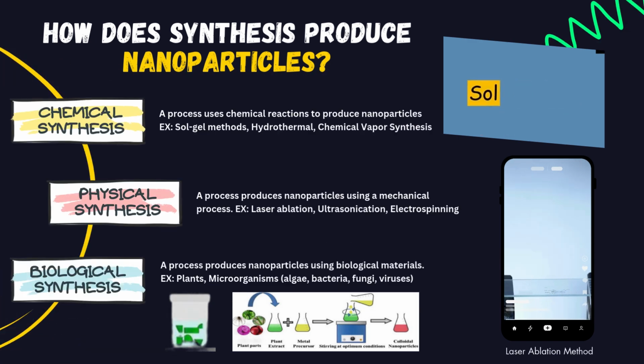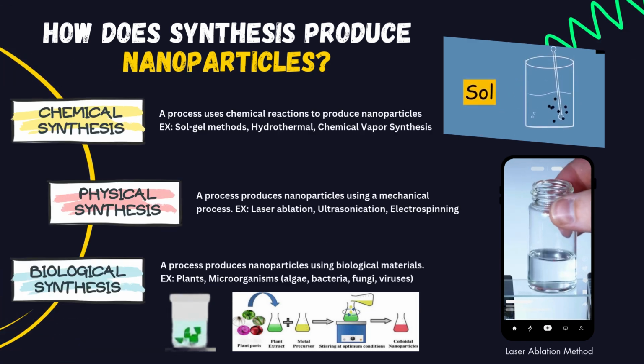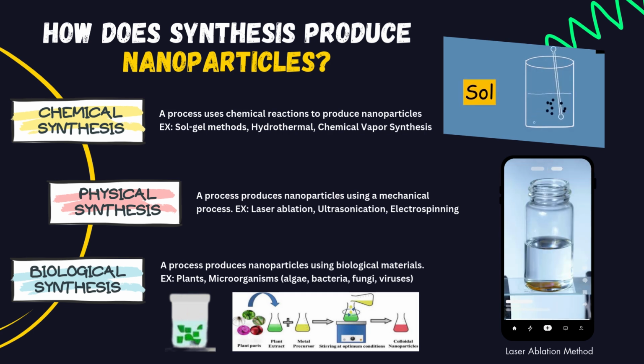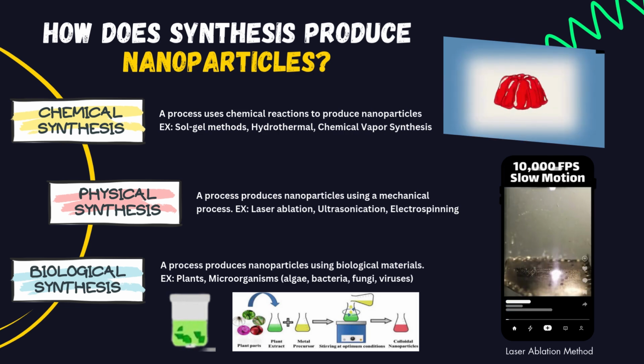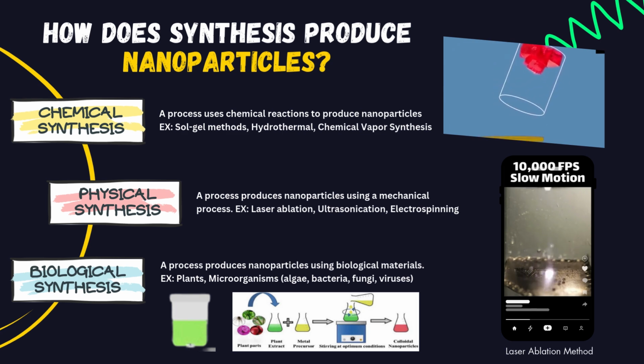How does synthesis operate to produce nanoparticles? First, chemical synthesis. It is a process using chemical reactions to produce nanoparticles. For example, sol-gel methods, hydrothermal, and chemical vapor synthesis. So, for example, how do sol-gel methods operate?